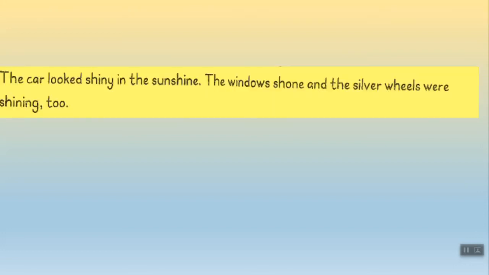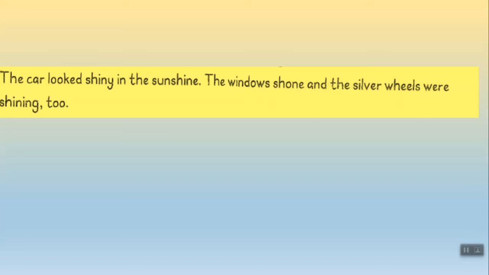Very good. Now to this sentence. The car would shine in the sunshine. The windows shone and the silver wheels were shining too. Okay?